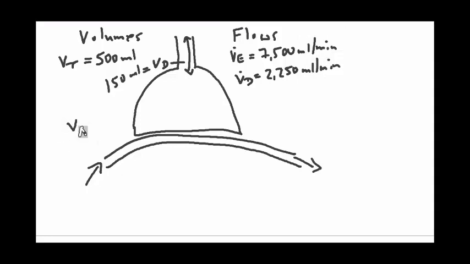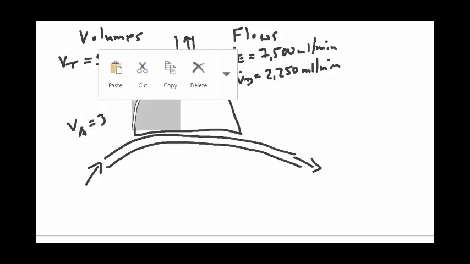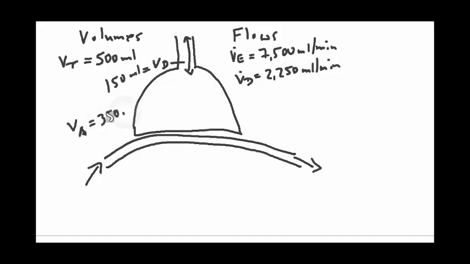Alveolar volume is then the volume of air that makes it down into the respiratory zone. So that would be the difference between tidal volume and dead space volume. So 500 minus 150 milliliters is 350 mils. That's the volume that actually makes it down into the alveoli.